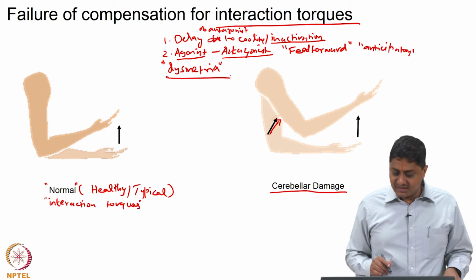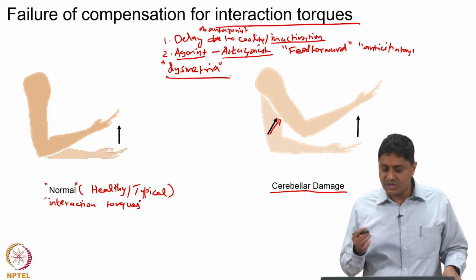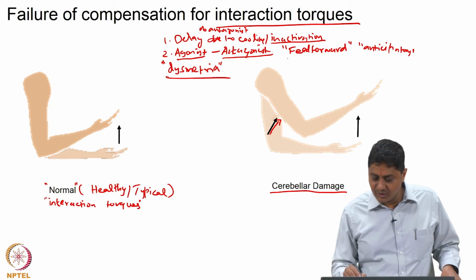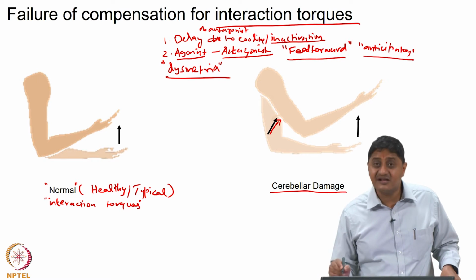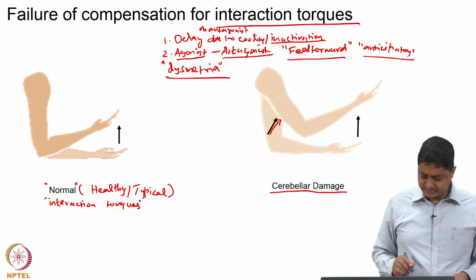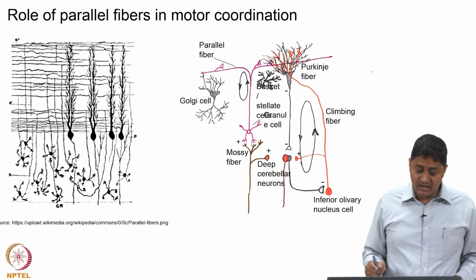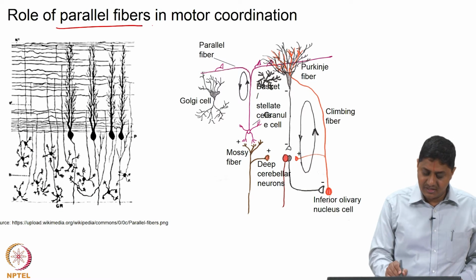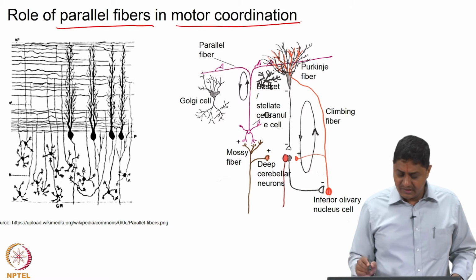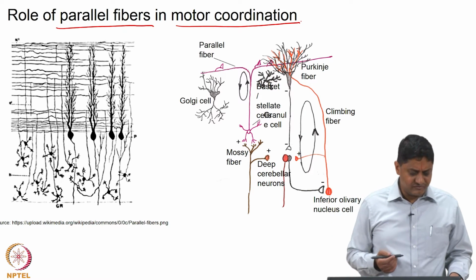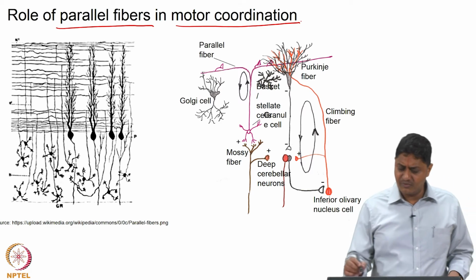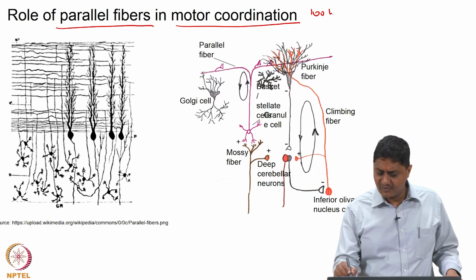So, that shows once again the crucial role of the cerebellum in regulating feed forward or anticipatory actions, right. Now, we will proceed to discuss the possible role of parallel fibers in motor coordination. What could be the role of parallel fibers? We have 100 billion of these. What could be the role?